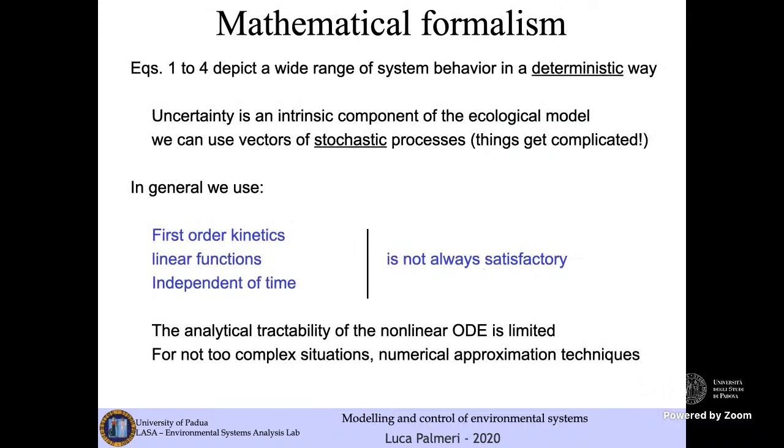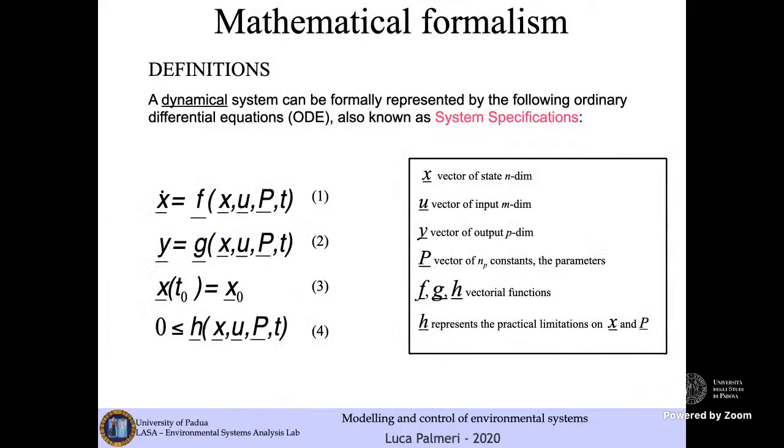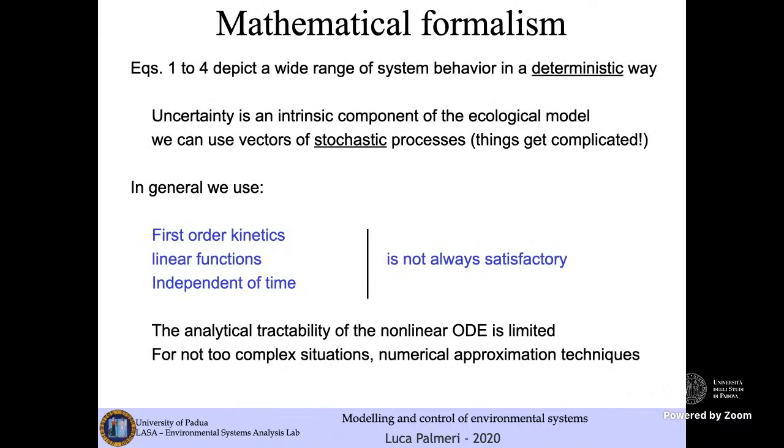So we may say that equations 1 to 4 depict a very wide range of system behavior in a deterministic way. So by writing this, I am assuming to be deterministic. Of course, we know that uncertainty is an intrinsic component of any ecological model, so we can use vectors of stochastic processes in order to include some kind of stochasticity or randomness into the model, but of course, in this case, things get very complicated.